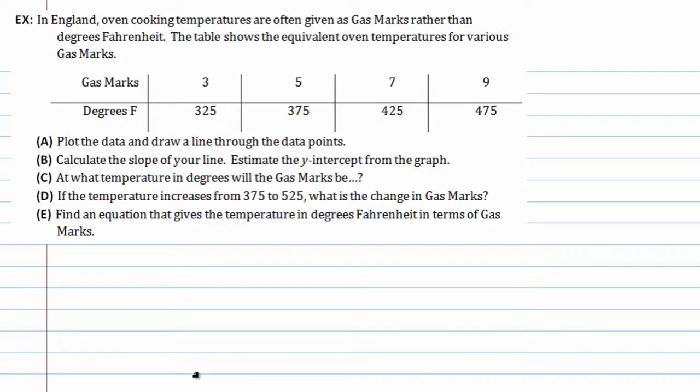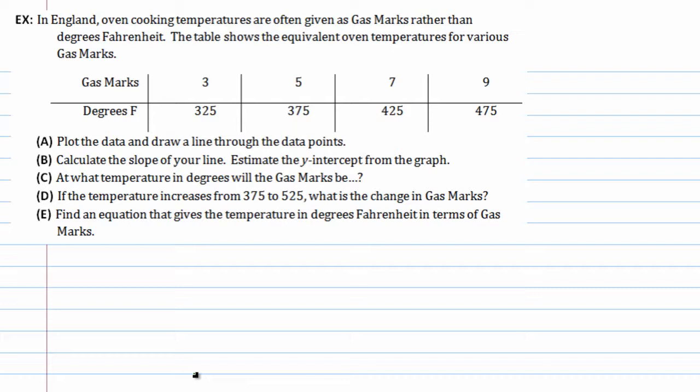Now this problem is again brought to you by Bruce and Kathy Yoshiwara from their textbook Modeling Functions and Graphs, Algebra for College Students, 3rd edition. This is a really neat problem about the conversion between gas marks and degrees, gas marks being oven cooking temperatures measured in England. So in England, oven cooking temperatures are often given as gas marks rather than degrees Fahrenheit. The table shows the equivalent oven temperatures for various gas marks. So 3 gas marks is 325 degrees, and so on and so forth.